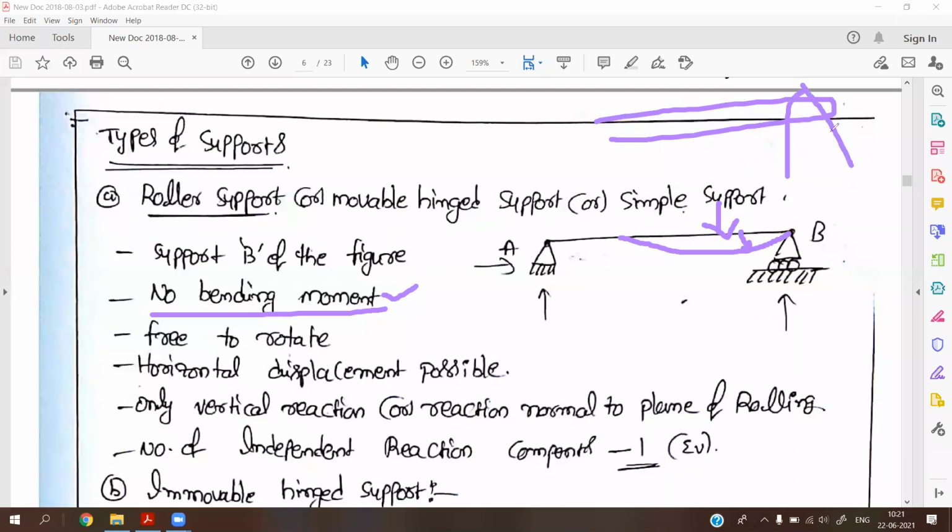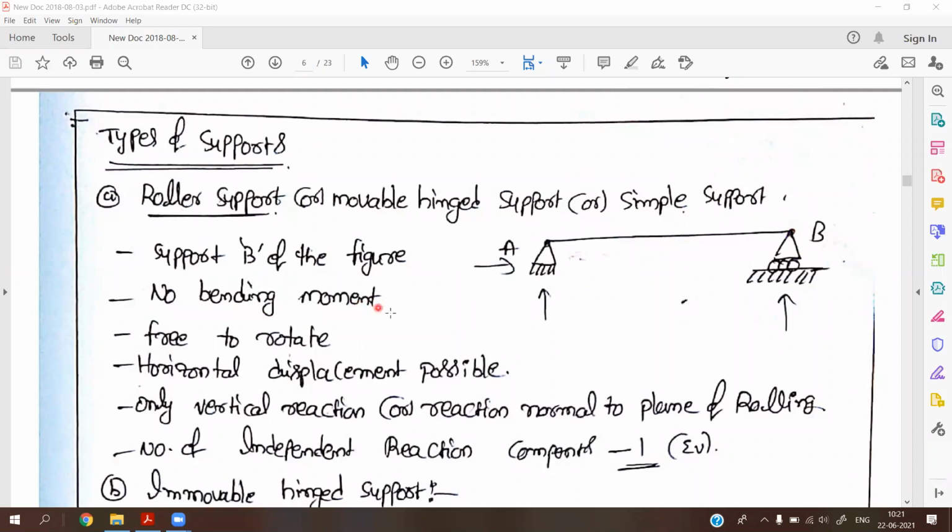For example, if you consider this beam and this is the roller support, at these we have a small hinge connection. With this connection the beam may rotate either in this direction or in this direction. Therefore the roller support does not offer any bending moment resistance. Therefore there is no bending moment in the support B, and it is also free to move in the horizontal direction.